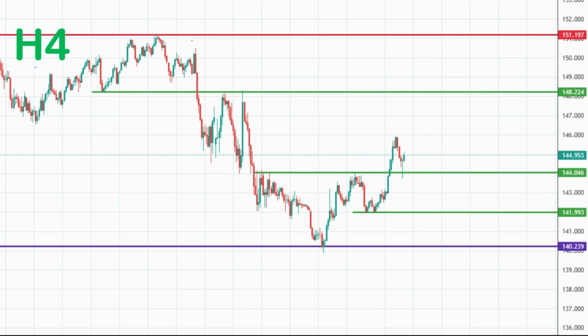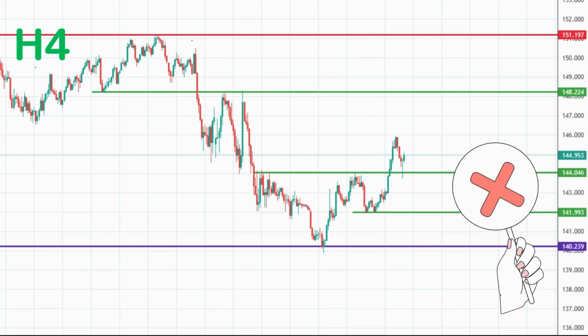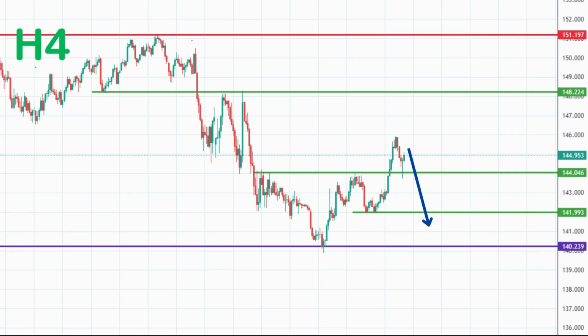Since the 4-hour and 1-hour charts are both in uptrends and price is near key resistance, selling here would be risky. However, if price drops and breaks below the 4-hour key support, that would be a signal to start looking for sell entries more actively.